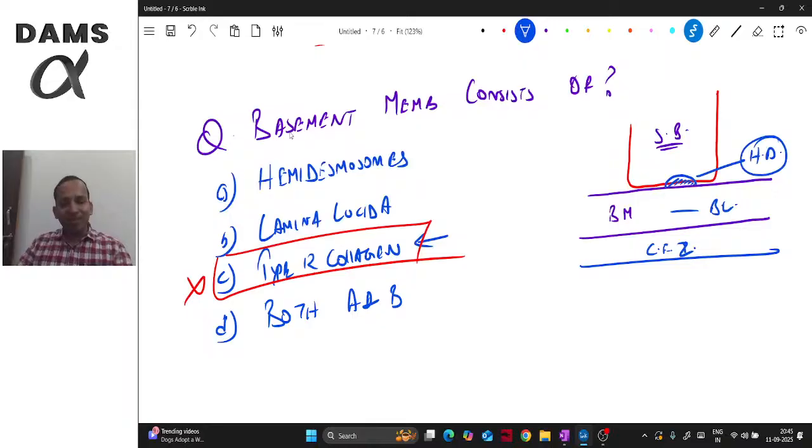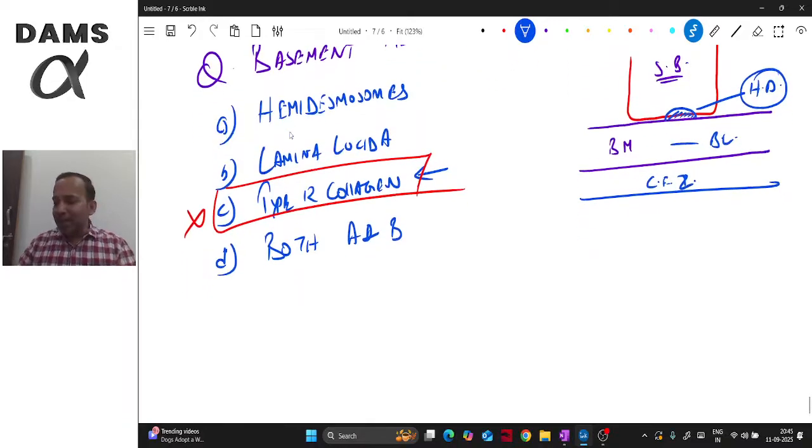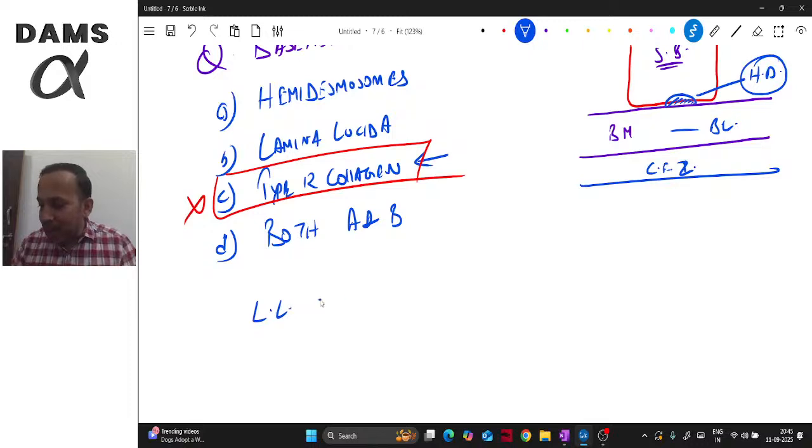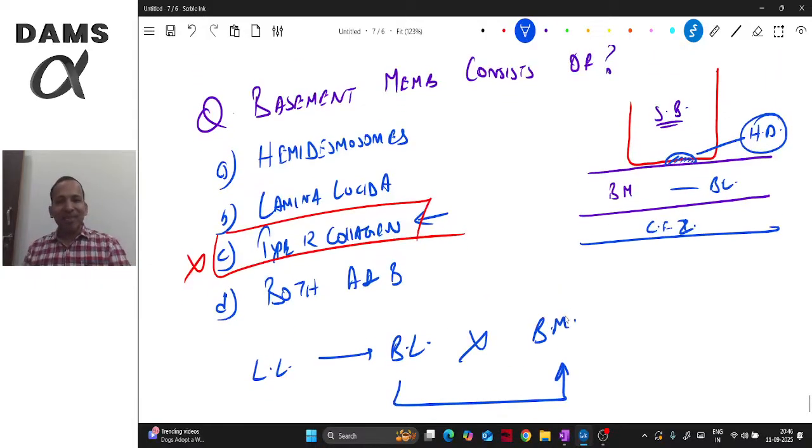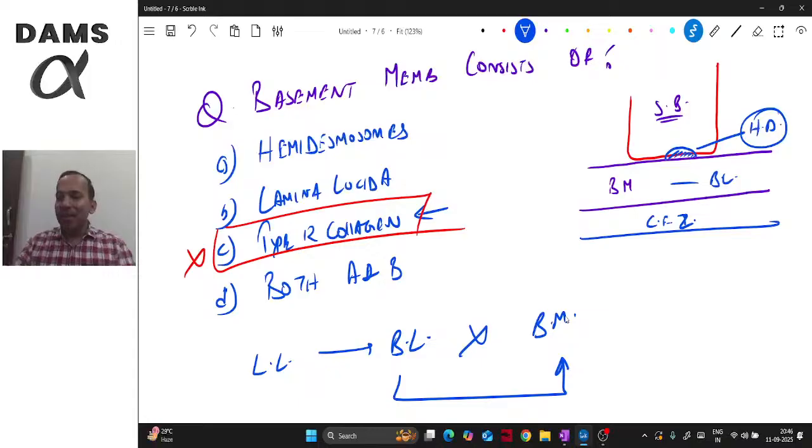Is it making sense? Lamina lucida is a part of basal lamina, not of basement membrane. Basal lamina is a part of basement membrane. Lamina lucida and lamina densa form the basal lamina. They do not form the basement membrane. And the basal lamina, along with the cell-free zone and the hemidesmosomes, forms the basement membrane. Is this making some sense to you?